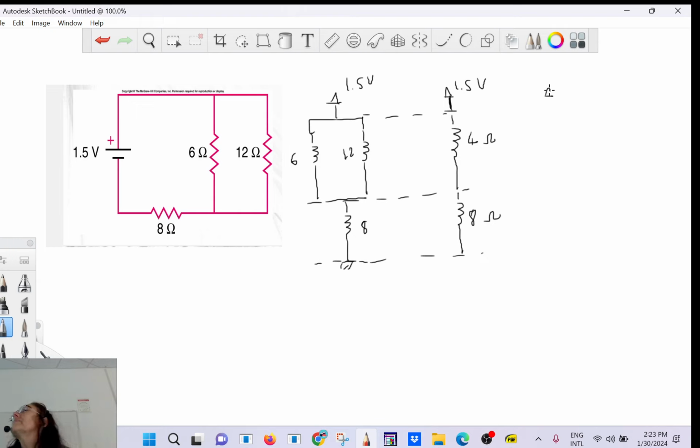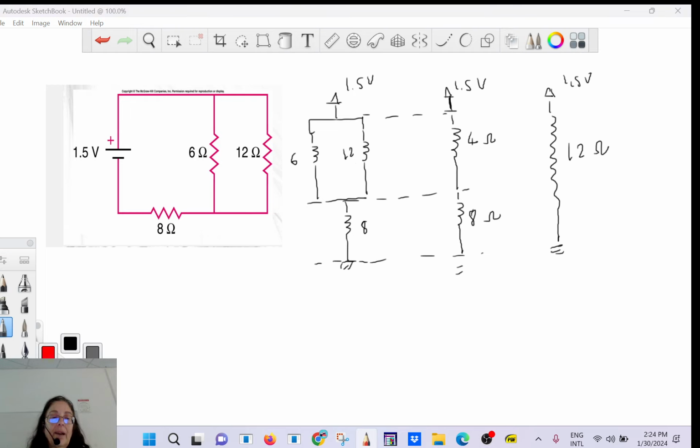What's your name? Natalie. Jackie. So 1.5 volt. Okay. So it's like a big, big one of 12. 6 to the minus 1 plus 12 to the minus 1, to the minus 1. Like the recipe. And then here.